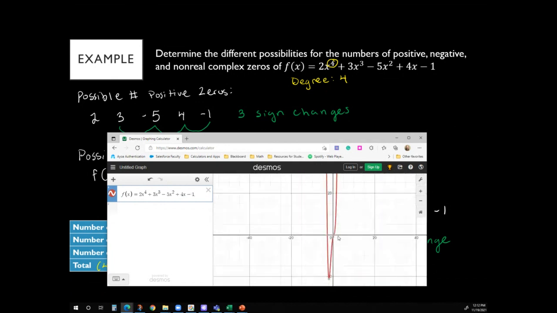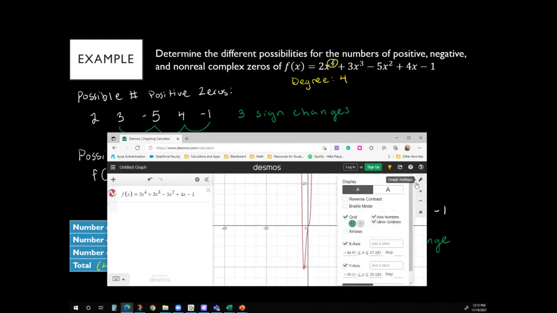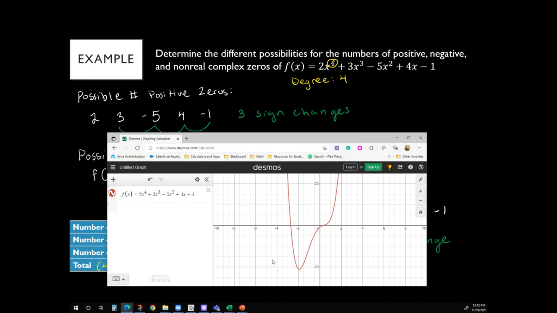So I'm going to zoom out just to make sure we see the whole thing, and I'm going to adjust our x-axis so you see it a little better. Okay, so this is our 1 negative zero. We're guaranteed to have a negative zero, and we've got it right here. And then we either had 3 positive zeros or 1 positive zero. So if you look at your graph, there's only 1 positive zero here.